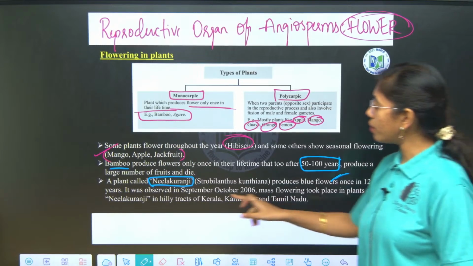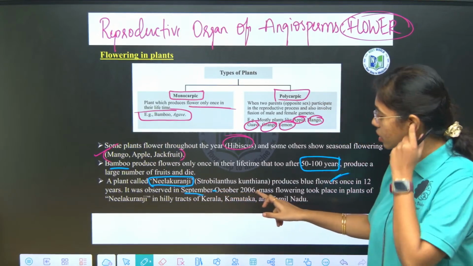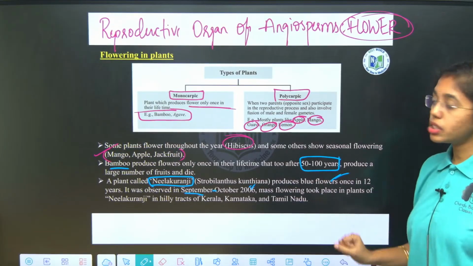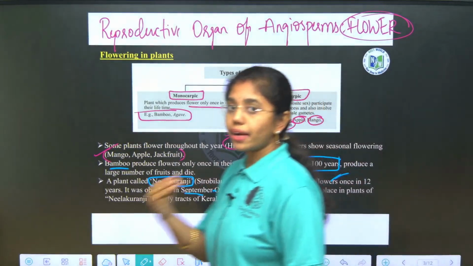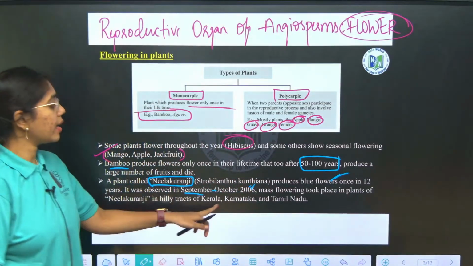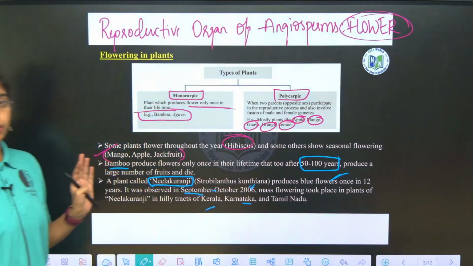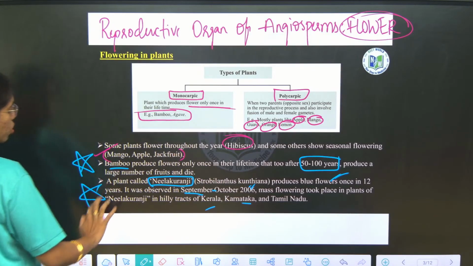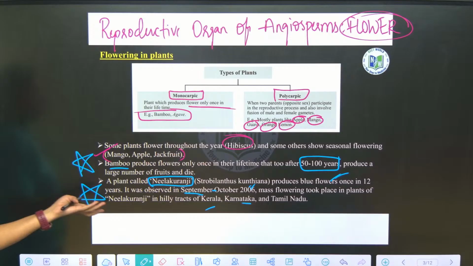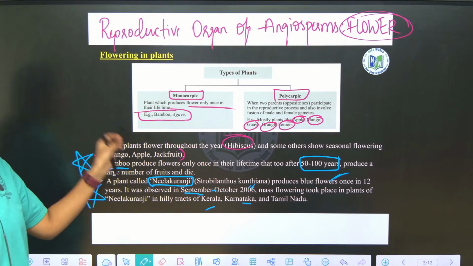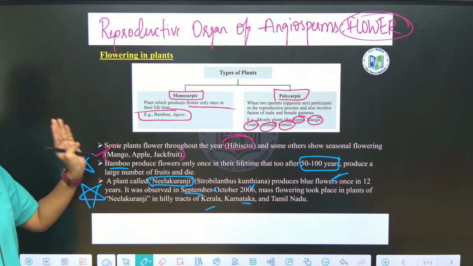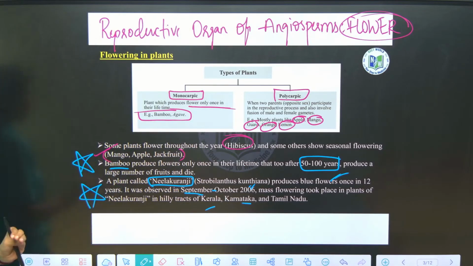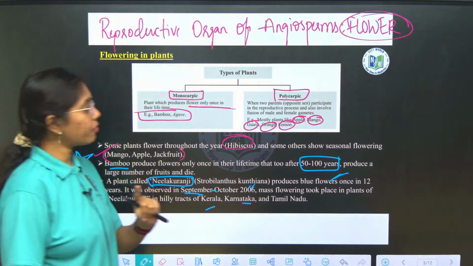It was observed in the September-October season of 2006. Mass flowering is seen, and Neelakuranji is very attractive in hilly areas like Kerala, Karnataka and Tamil Nadu. Just highlight these 2 plants because many times you get questions on bamboo and Neelakuranji, and it is important to know the types of plants, monocarpic and polycarpic.